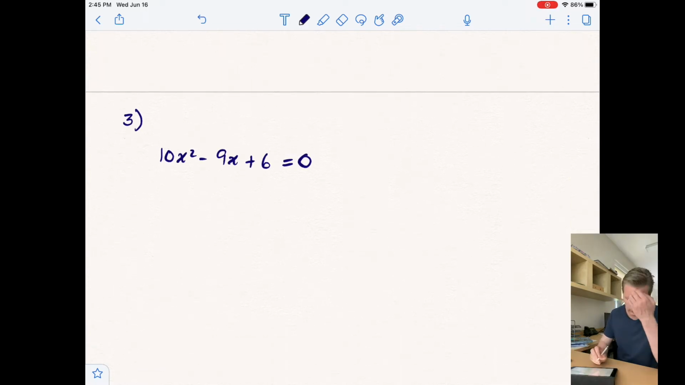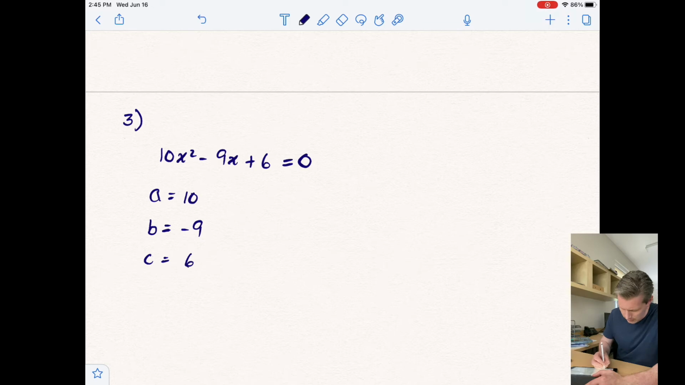Again, a quadratic trinomial. We're going to use minus b plus or minus. Again, note straight off, it's very important that I'm in the form ax squared plus bx plus c equals 0. So my values for a, b, and c can now be read off from my equation. My a is the coefficient of my x squared term, that's 10. My b is the coefficient of my x term, that's negative 9. And my c is my constant, that is 6.